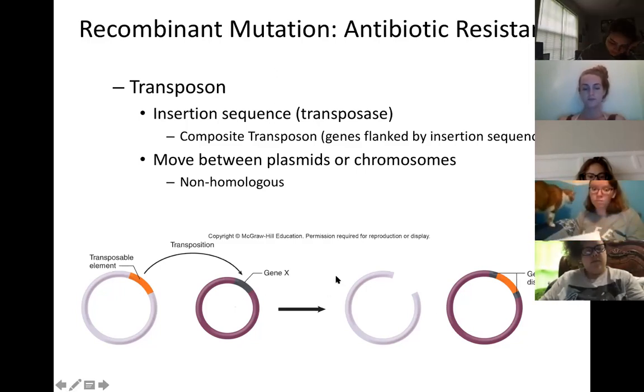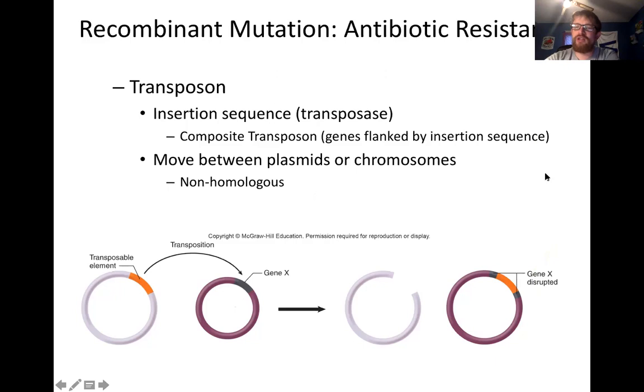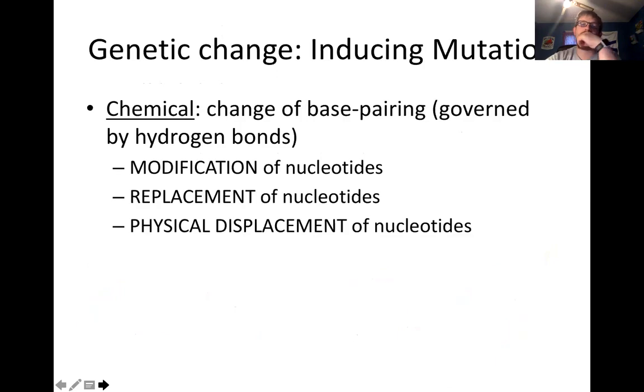And when we talk about horizontal gene transfer, we're going to be referring to a lot of homologous changes in that case. And so I'll point that out again so you can see some differences there between homologous and non-homologous. All right, so let's talk about inducing mutations, right?